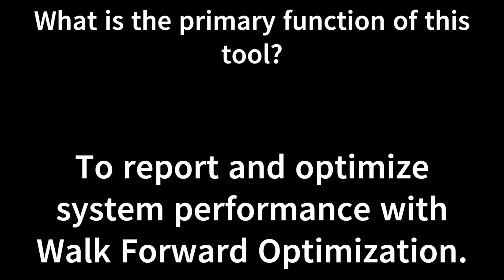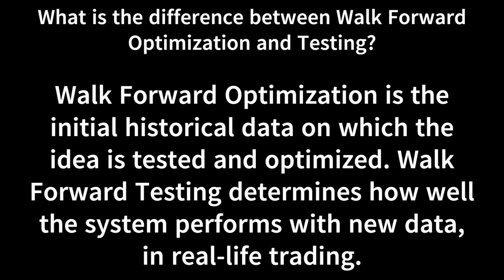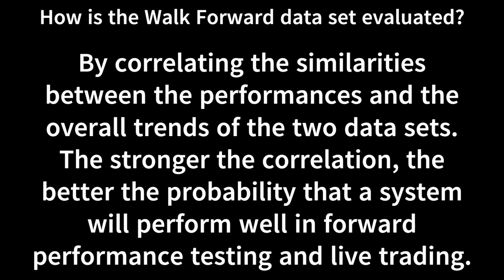What is the primary function of this tool? To report and optimize system performance with WalkForward optimization. What is the difference between WalkForward optimization and testing? WalkForward optimization is the initial historical data on which the idea is tested and optimized. WalkForward testing determines how well the system performs with new data in real-life trading. How is the WalkForward data set evaluated? By correlating the similarities between the performances and the overall trends of the two datasets.